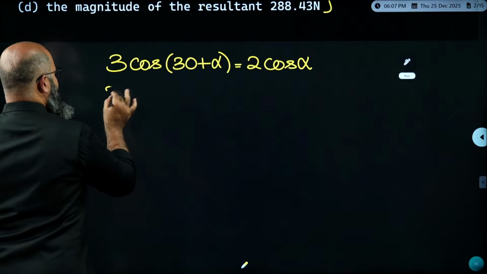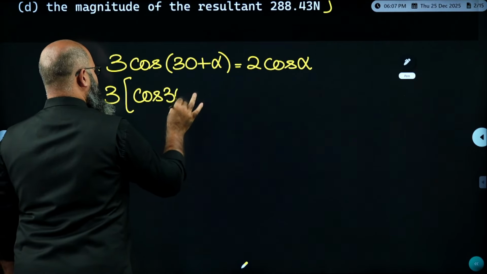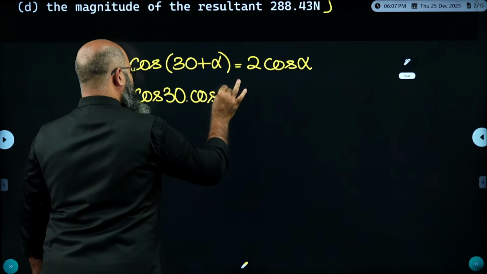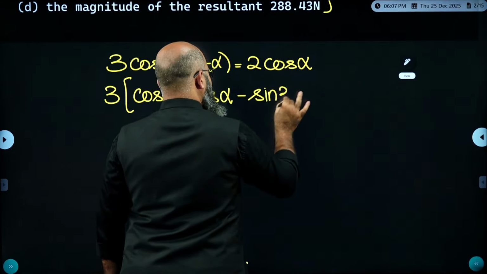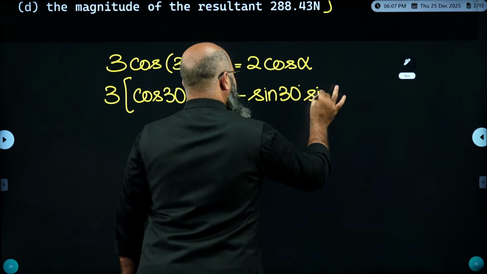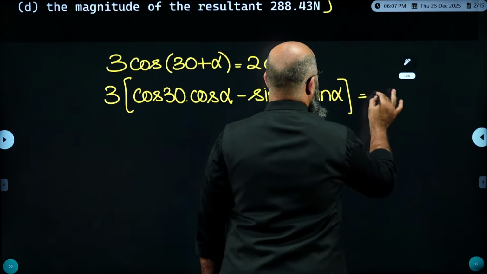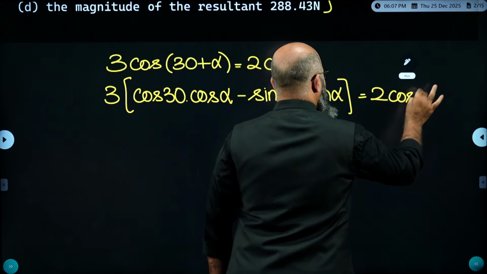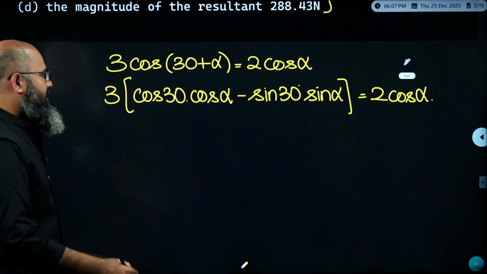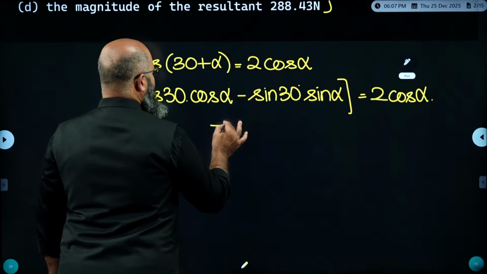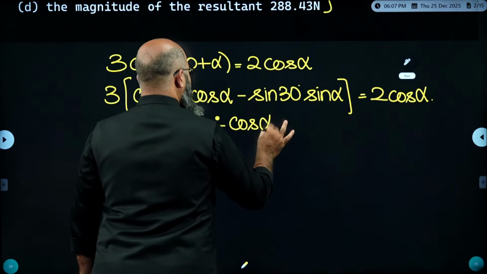So from here I can say 3 times cos 30 cos alpha minus sin 30 sin alpha has to be equal to 2 cos of alpha. This is what I'm having. Let us simplify this. Let us divide throughout by cos alpha.